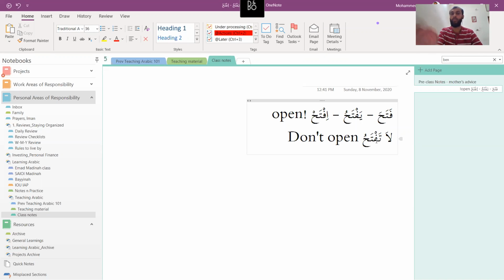It just negates. But if I have to give it as a command, don't open the door, I have to change the ending dhamma to a sukun. So taftahu means you open. Ifta, open. La tafta, don't open. La tafta is very easy because you do not delete the starting ta, so it saves a lot of problems.